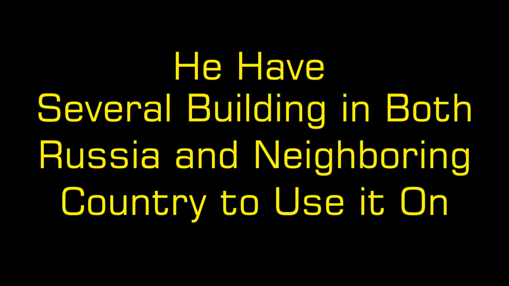But Victor tell Soviet Premier this concern, and he laugh and say, it's not problem. He delighted by Victor result. He tell Victor that before using anti-gravity device on America, he have several buildings in both Russia and neighboring country to use it on. Victor do this and result is amazing.